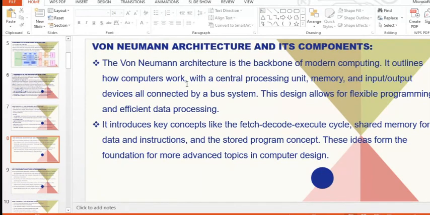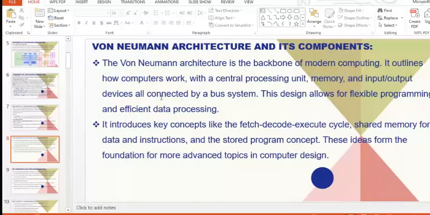Yeah, that's the aspect which you need to understand here about the von Neumann architecture. It introduces key concepts such as the fetch, decode, and execute cycle, a shared memory for data and instructions, and stored programs. These ideas form the foundation for more advanced topics in computer design.